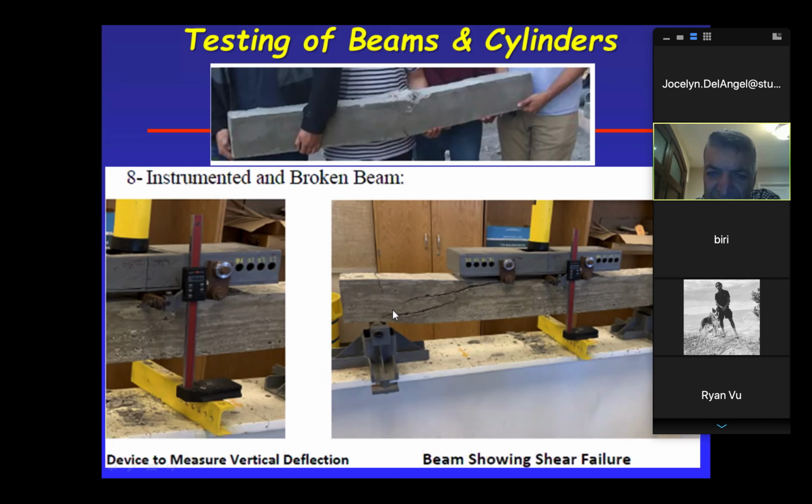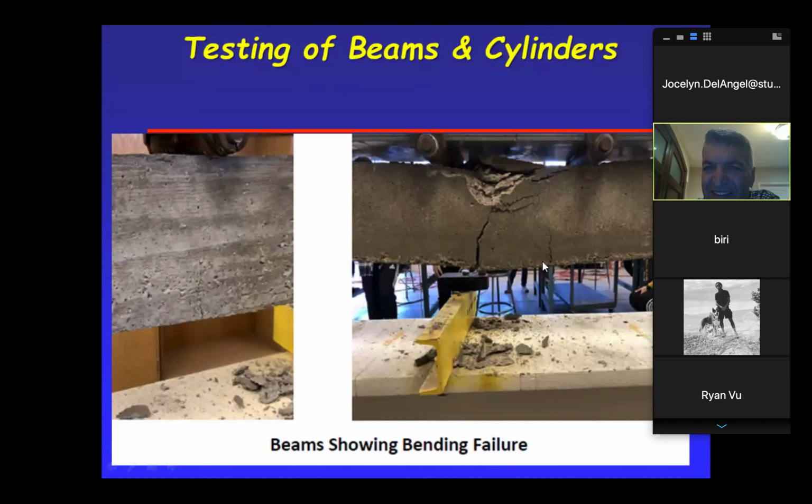Now, look at this beam here. Look at the failure. This is different than that, right? This is different. We intentionally did that. That's why we put different groups with different things so you can witness both failures. This is a bending failure, right? Because we have tension and compression.